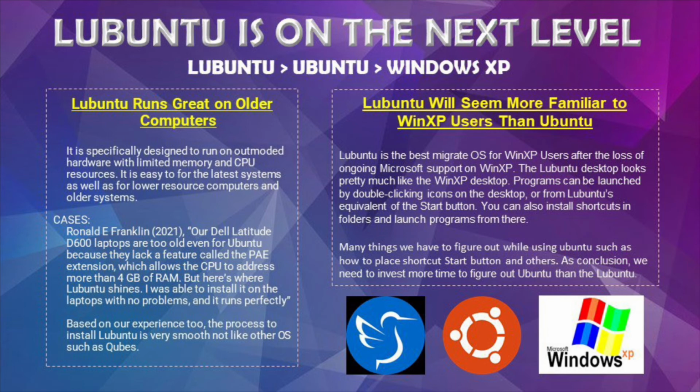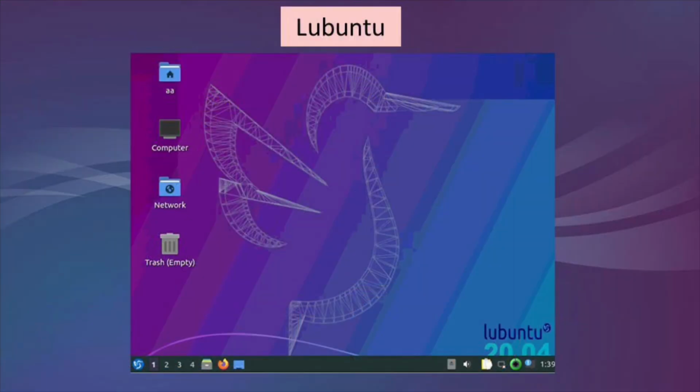Lubuntu is more familiar to WinXP users than Ubuntu. Lubuntu is the best micro OS for WinXP users after the loss of ongoing Microsoft support for WinXP. The Lubuntu desktop looks pretty much like the WinXP desktop. Programs can be launched by double-clicking icons on the desktop or from Lubuntu's equivalent of the Start button.